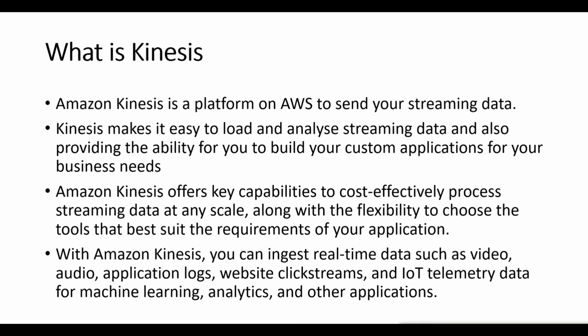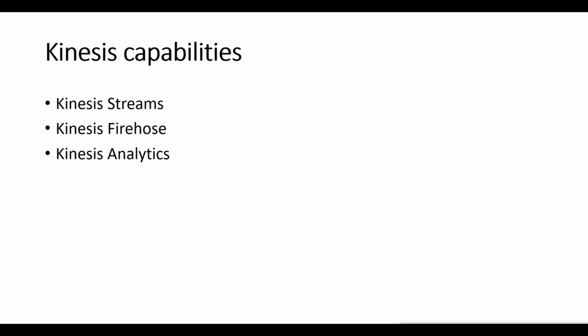With Amazon Kinesis, you can ingest real-time data such as video, audio, application logs, website click streams, and IoT telemetry data for machine learning, analytics, and other applications. So what are the Kinesis types? Those can be Kinesis Video Streams or Data Streams, Kinesis Firehose, and Kinesis Analytics. Let us go one by one.